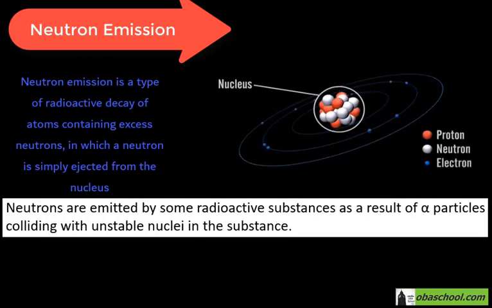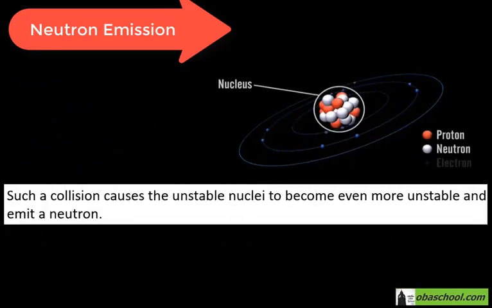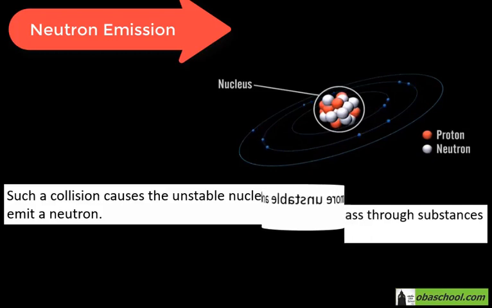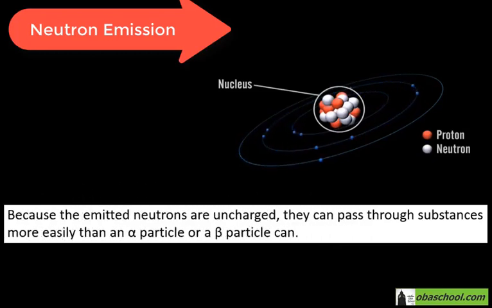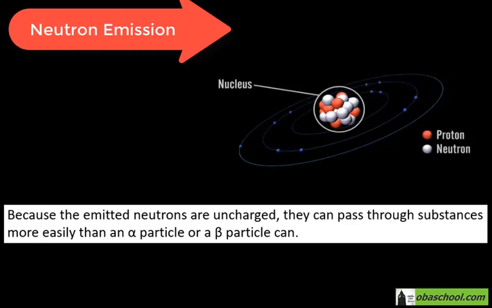Neutrons are emitted by some radioactive substances as a result of alpha particles colliding with unstable nuclei in the substance. Such a collision causes the unstable nuclei to become even more unstable and emit a neutron. Because the emitted neutrons are uncharged, it's neutral, they can pass through substances more easily than an alpha particle or a beta particle can.